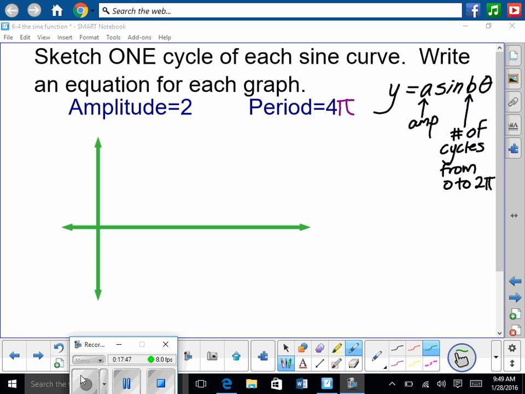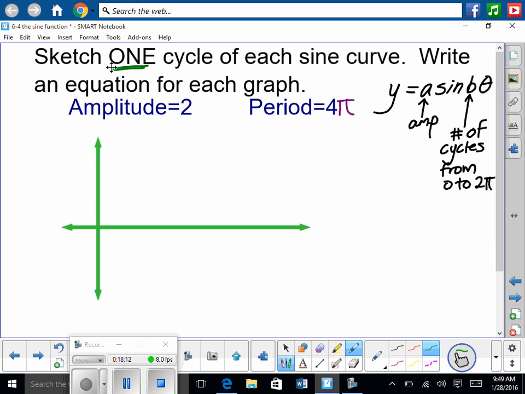Here we go. It says, sketch one cycle. I can go back to it in a second if you need. It says, sketch one cycle of each sine curve. Write an equation for each graph. Notice it says one cycle. You've got to read your directions. One cycle means it starts and it ends. That's all we're drawing, one start to an end.